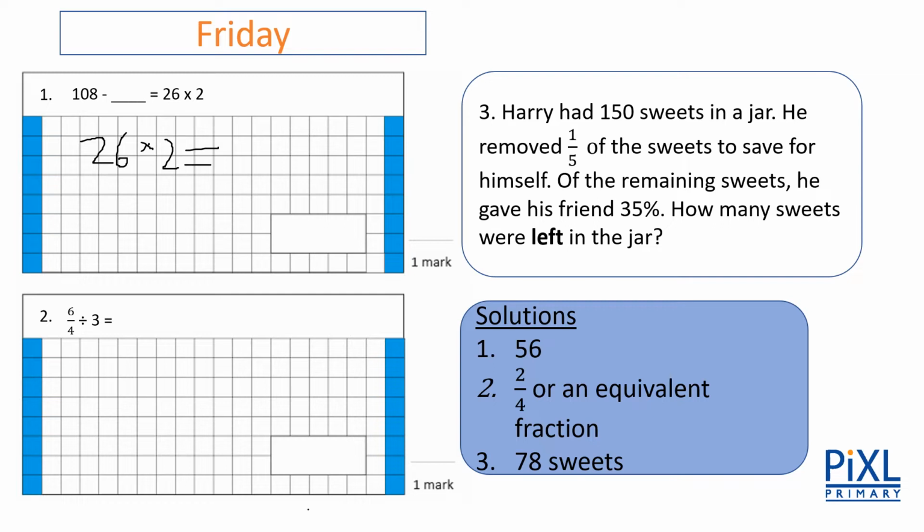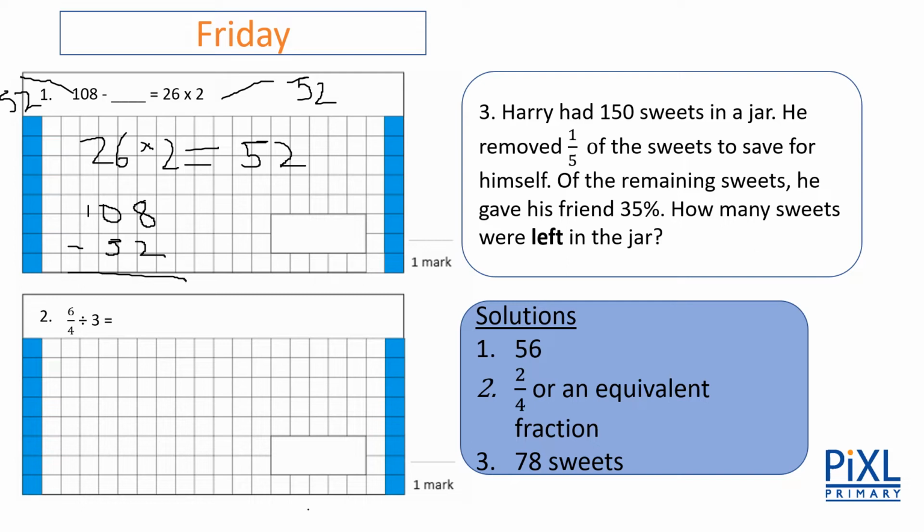26 multiplied by 2 is 52. Remember, you can multiply it by 2, you can double it, you can add 26 and 26. Right, so if this answer is 52, then that must mean that this answer is 52. So in order to find out my missing number, I'm going to do 108 and I'm going to take away my answer of 52.